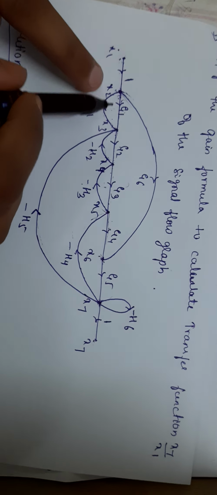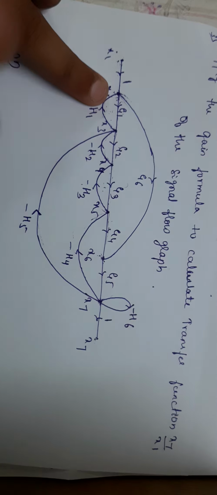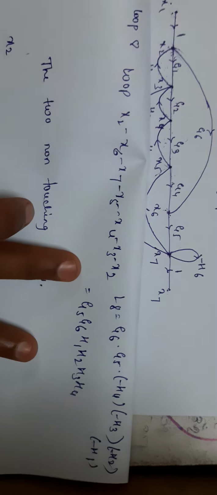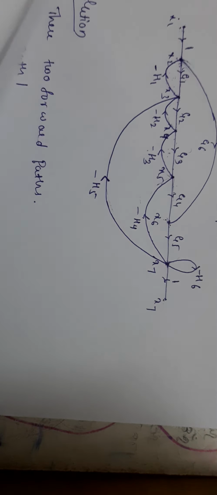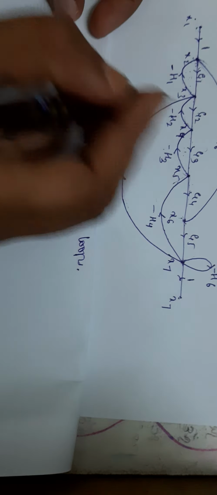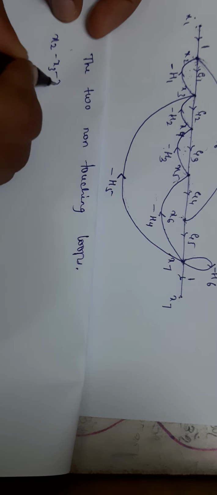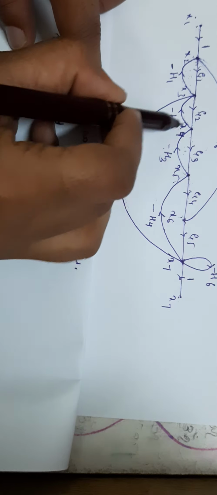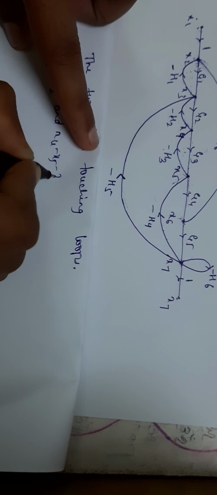Okay, what are the two non-touching loops? We will see. The two non-touching loops are X2 to X3, X3 to X2, this loop, and this loop, X4 to X5, X5 to X4.